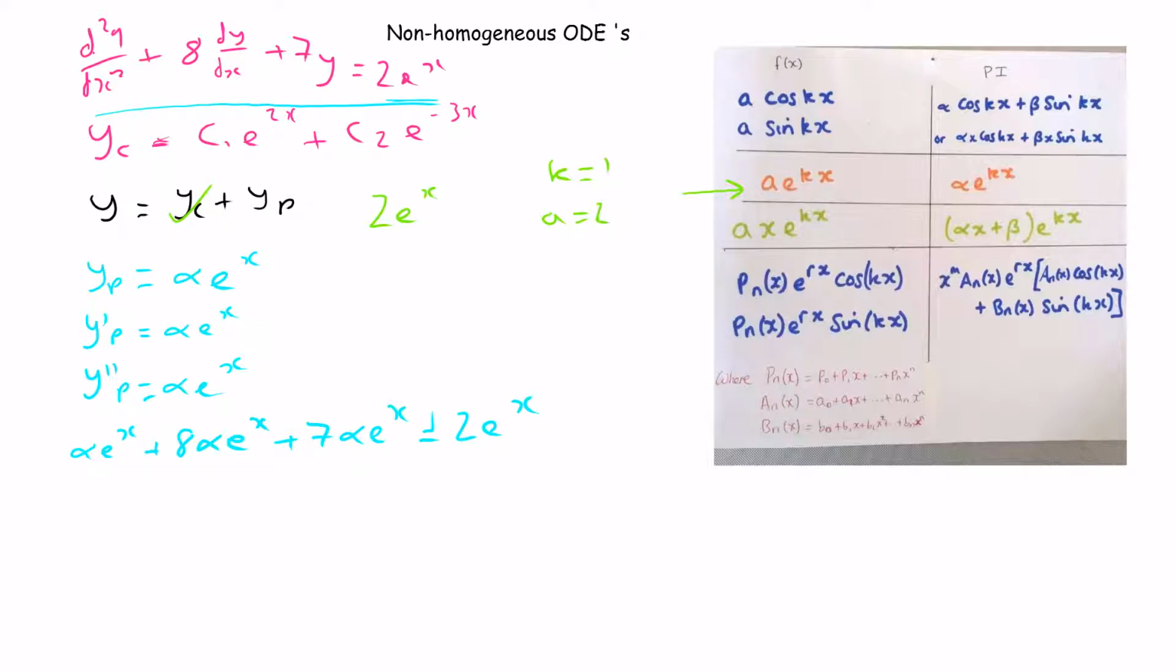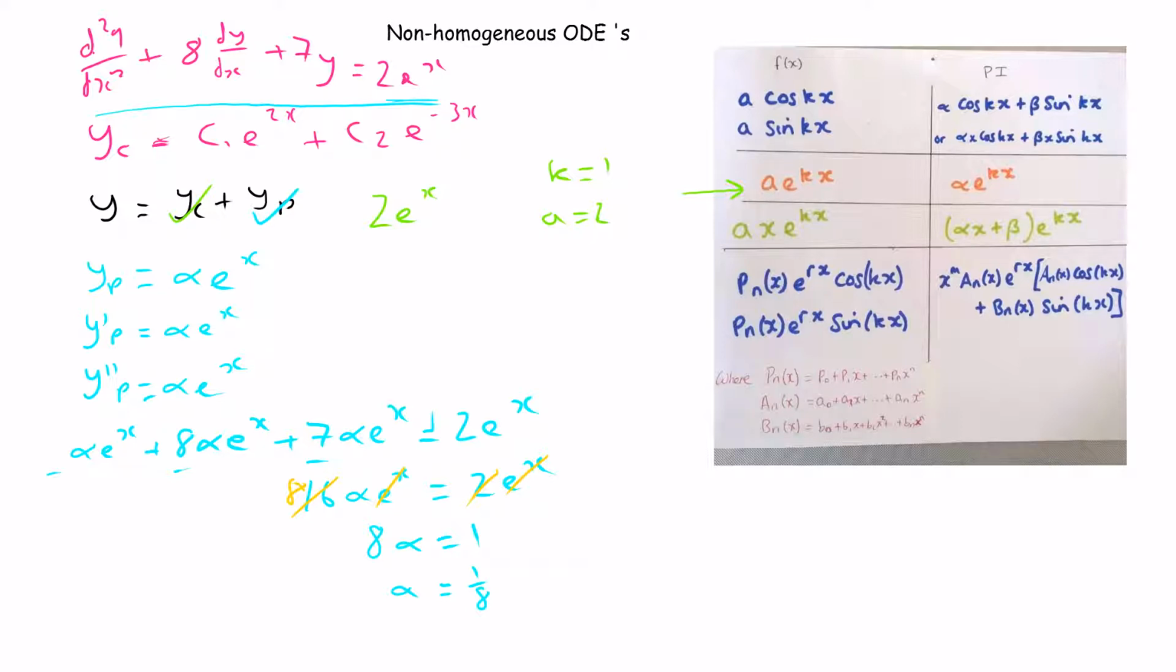Now we can solve for alpha. So 1 plus 8 is 9, plus 7 is 16. 16 alpha e to the x is equal to 2 e to the x. Now we can cancel the e to the x and cancel the 2. So that gives us that 8 alpha equals 1, so alpha equals an eighth. So now we have our particular.